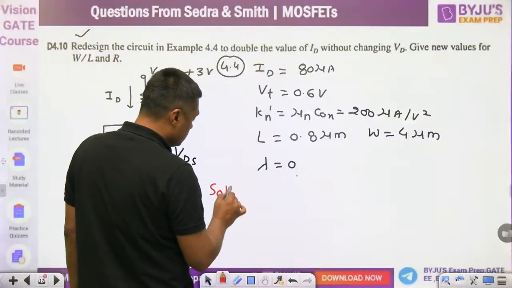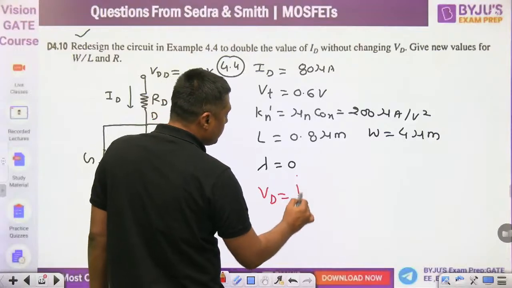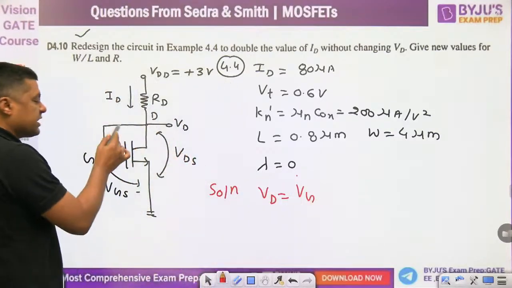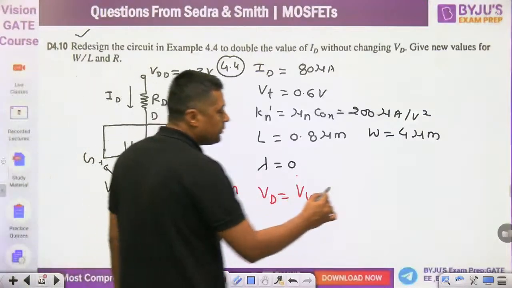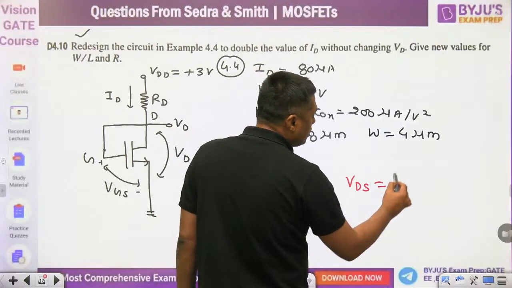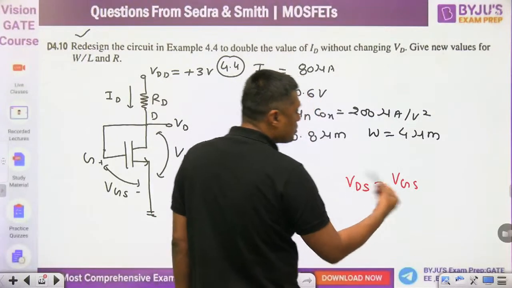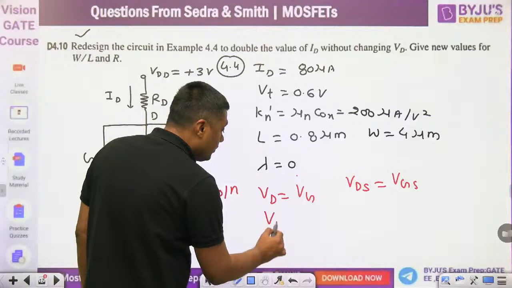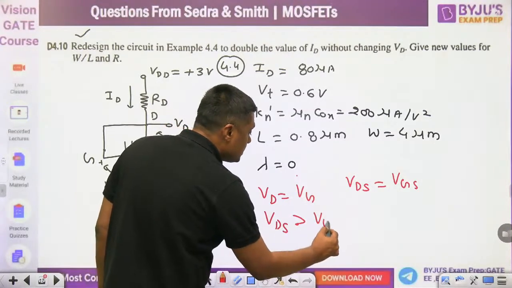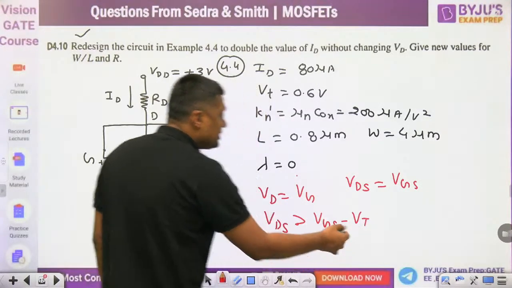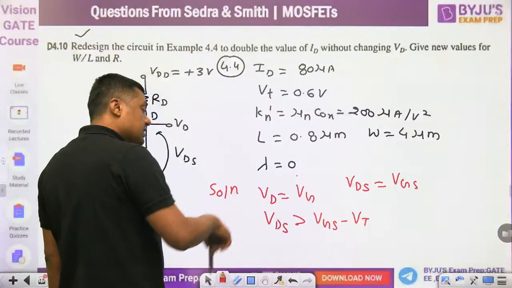Solution. VD is equal to VG. Both are equal because they are connected, short circuited. When both are equal, what does that mean? VDS is equal to VGS, these are also equal. Means VDS is greater than VGS minus VT, because we are subtracting something from VGS, and that's why VDS is always greater.